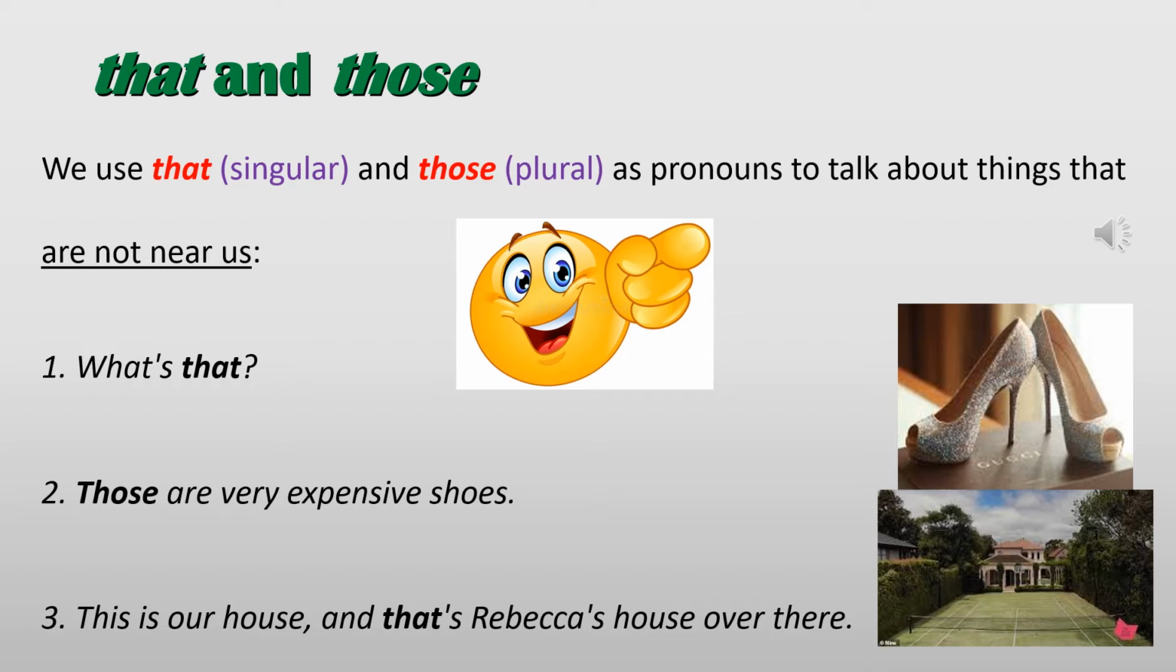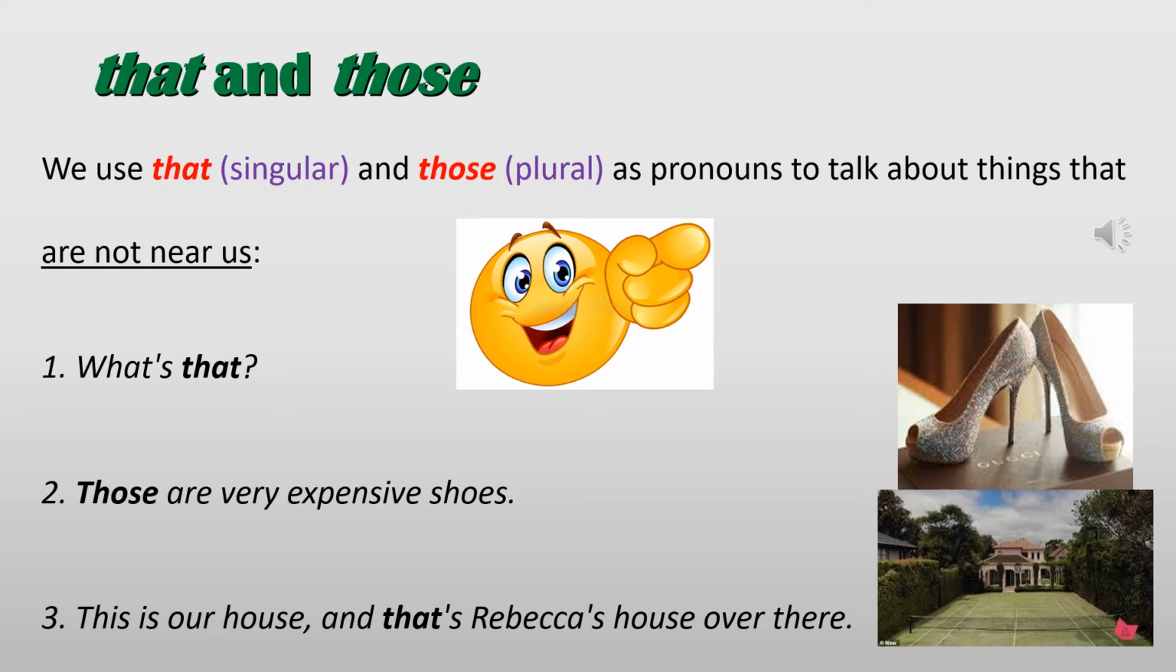That and those. We use that in singular and those in plural as pronouns to talk about things that are not near us. إذا نستعمل أسماء الإشارة that في المفرد و those في الجمع لنتحدث عن أشياء ليست قريبة منا. Example, what's that? ما ذلك؟ إذن لنشير إلى شيء بعيد في هذه الجملة.